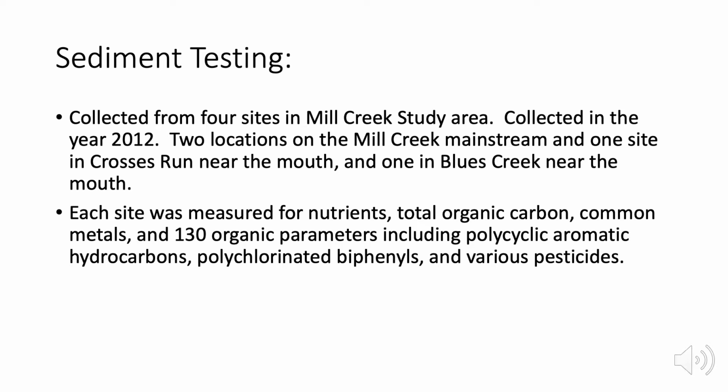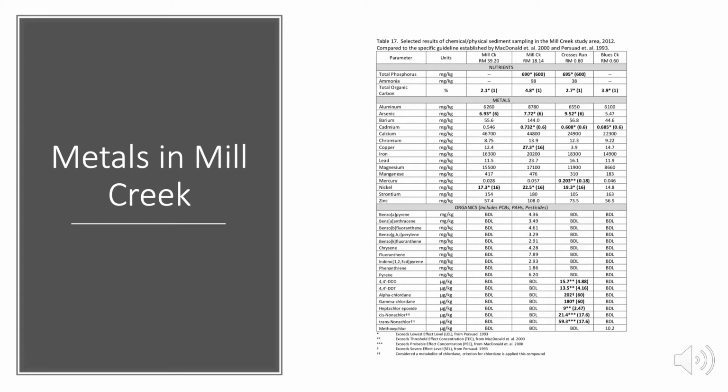Keep in mind the use of pesticides, herbicides, and insecticides is going to be very high in this area because this county is primarily agriculture, as well as farming. Metals in the creek. So here we can see under Table 17, this just shows the results of the chemical and physical sediment testing of this Mill Creek study area.